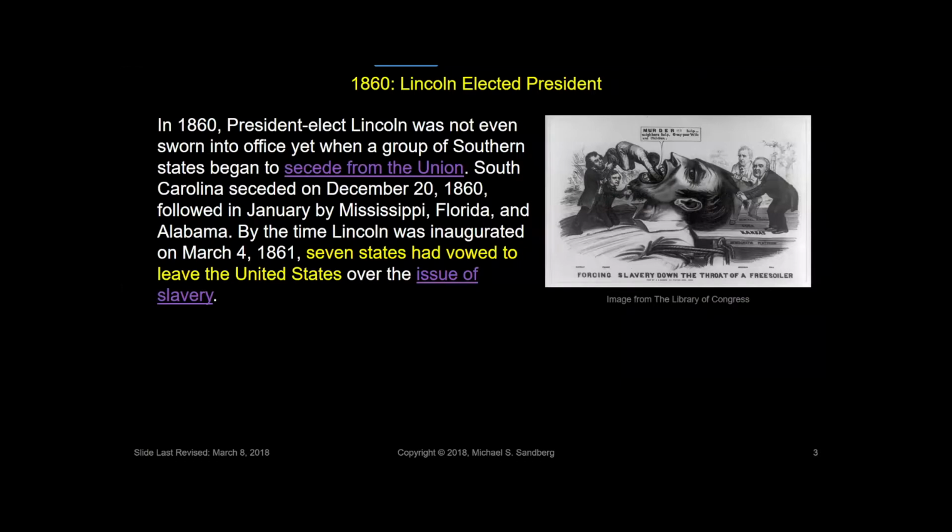a few days before Christmas, South Carolina seceded from the Union, and then was followed in January by Mississippi, Florida, and Alabama. And by the time Lincoln was inaugurated on March 4th, a little different than today where it's now January 20th, 7 states had vowed to leave the United States over the issue of slavery.